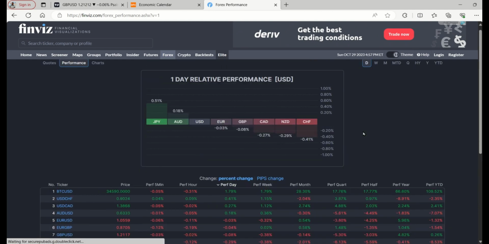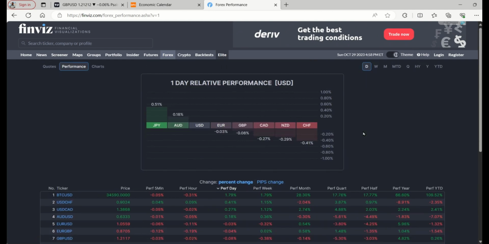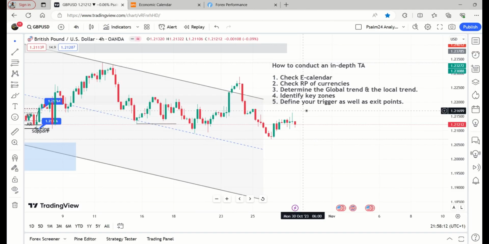Okay, so having done that, the next thing you need to do is to determine the global trend and the local trend. What is the global trend? The global trend is the overall trend. It's the trend in the last 2 months and the last 3 months, while the local trend is the trend in the last 1 or 2 weeks. That is the local trend.